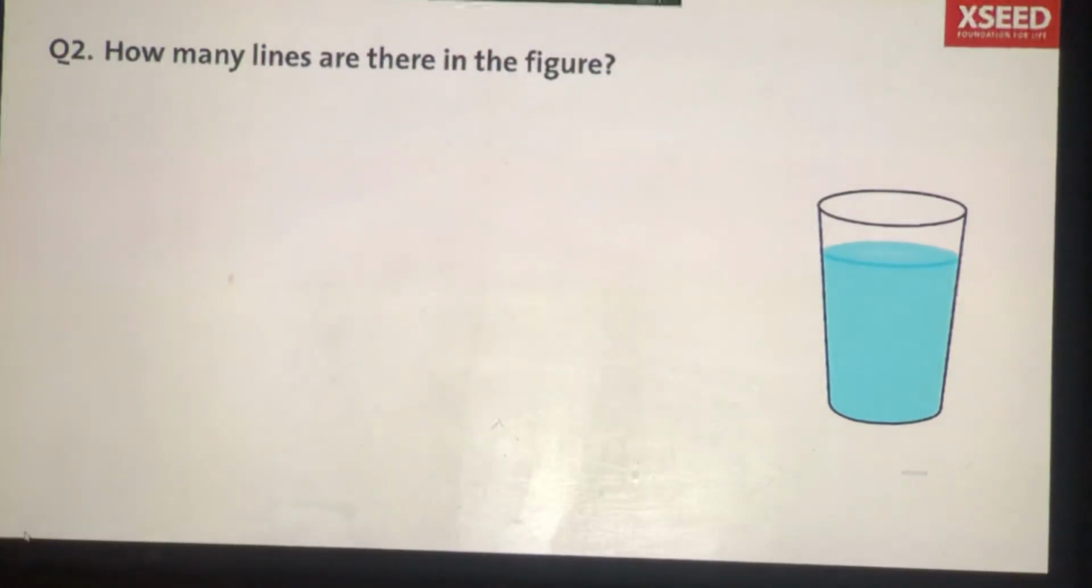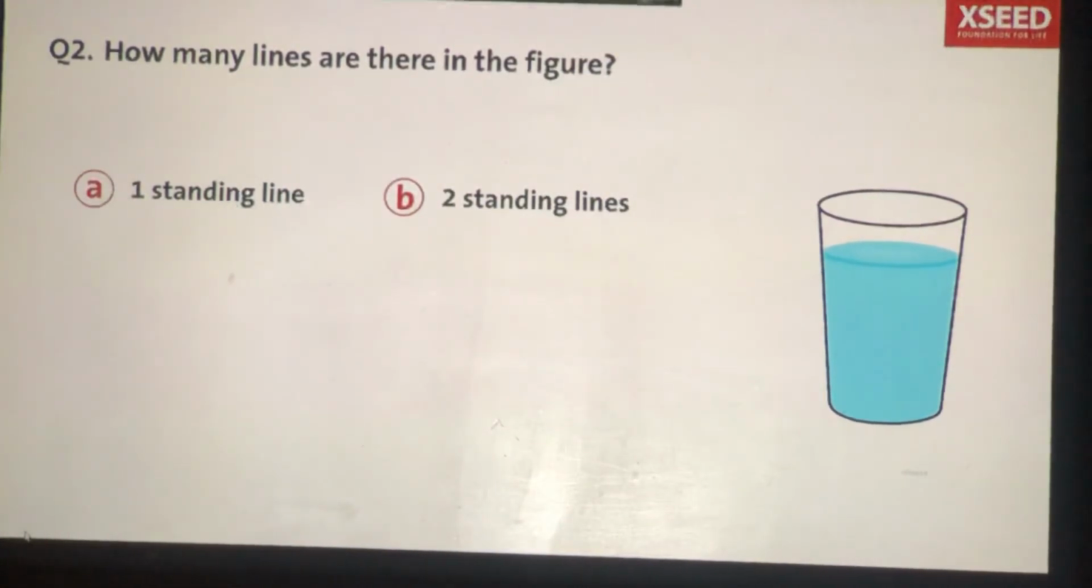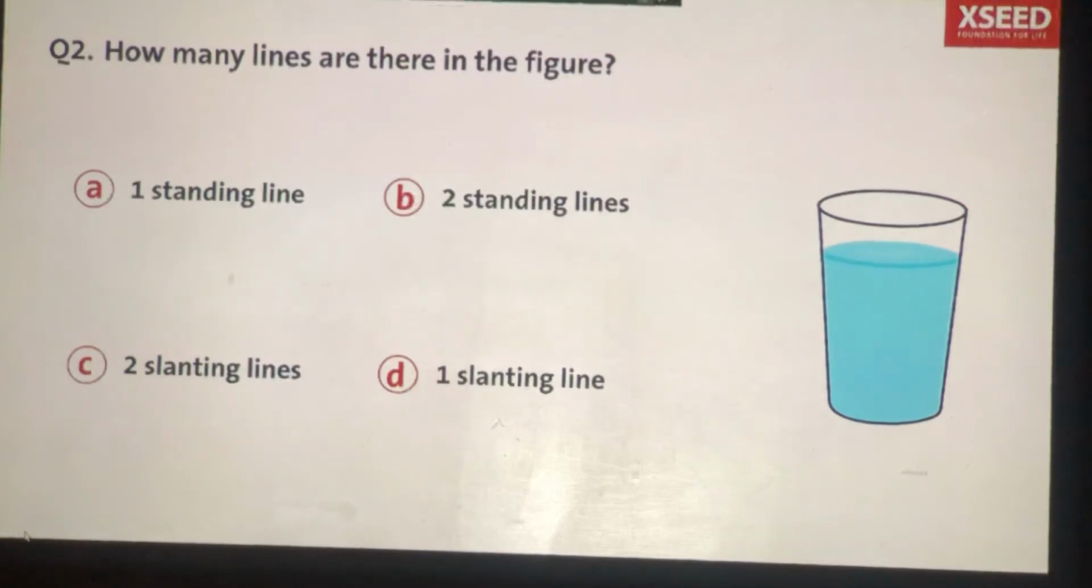Question 2. How many lines are there in the figure? A. One standing line. B. Two standing lines. C. Two slanting lines. D. One slanting line.